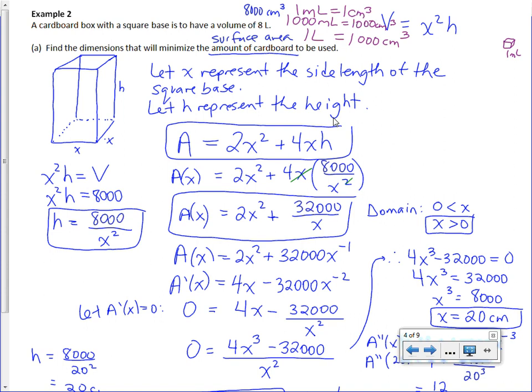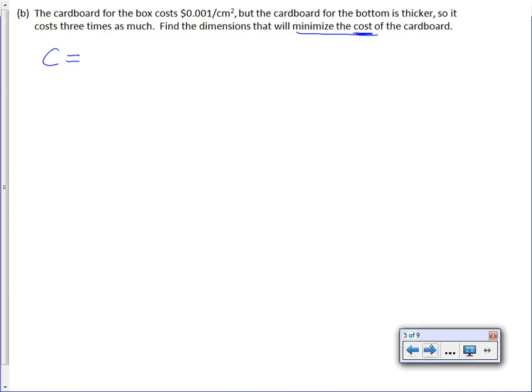What is it saying? It says that the bottom needs to be thicker. It costs 3 times as much. So if all the other sides are costing 0.001, what's 3 times as much? 0.003, right? 3 times 0.001 is 0.003. How much of the area is going to cost that much? Like what part of the box is going to cost that much per centimeter squared? One of the x squared. So one of them. Do you agree then the rest of the box costs 0.001?